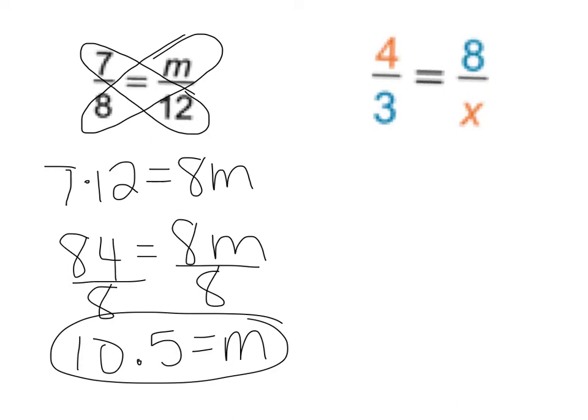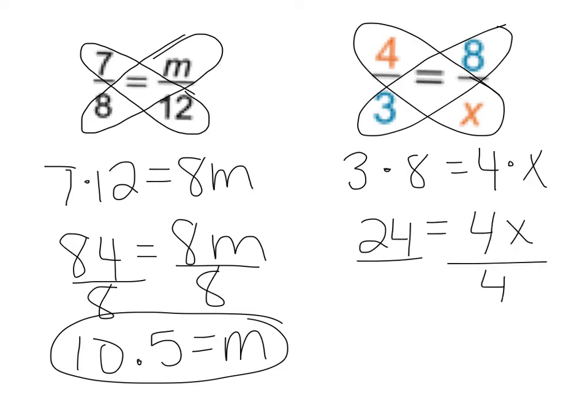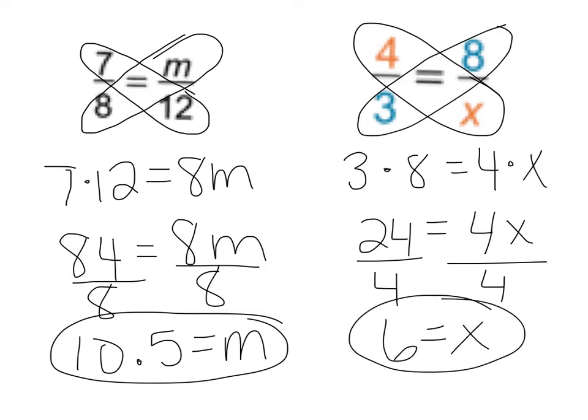Alright, next one we're going to take 3 times 8 equals 4 times x, or just 4x. 3 times 8 is 24 equals 4x. Divide by 4, 6 equals x. Alright, and those are the very basic proportions that you'll see.